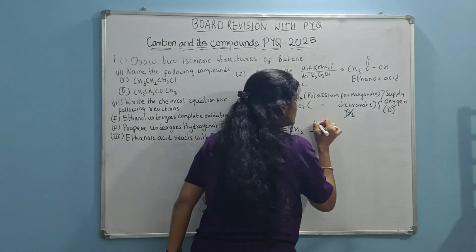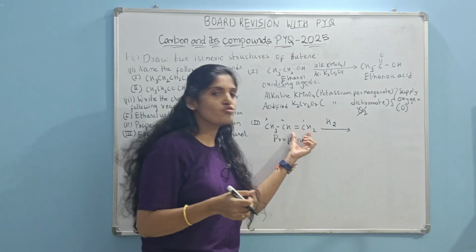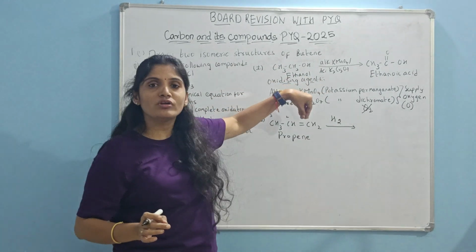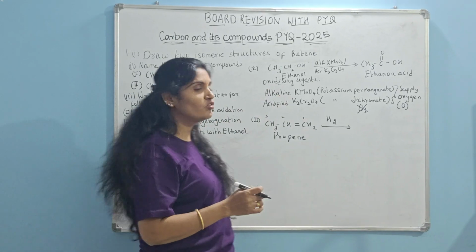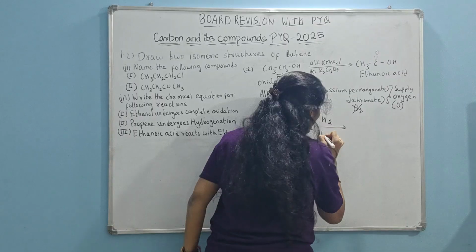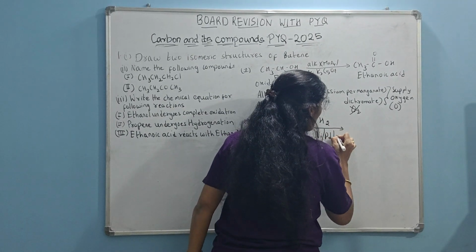Now I will do hydrogenation. Hydrogenation means addition of hydrogen onto the unsaturation. I have to add hydrogen onto this double bond. To do this hydrogenation process, I need a catalyst. Which catalyst can I use here? I can either use nickel or palladium or platinum.